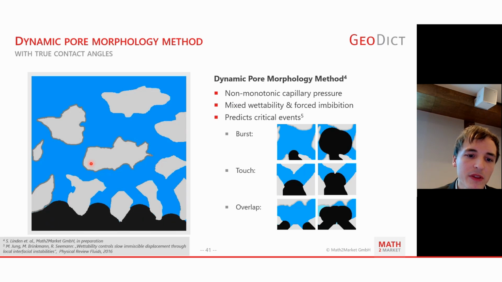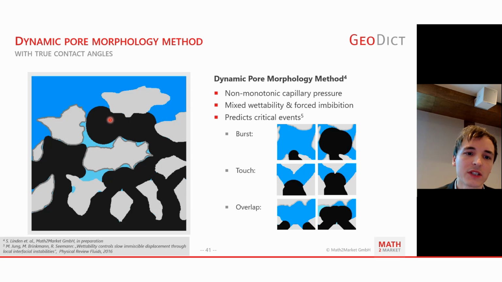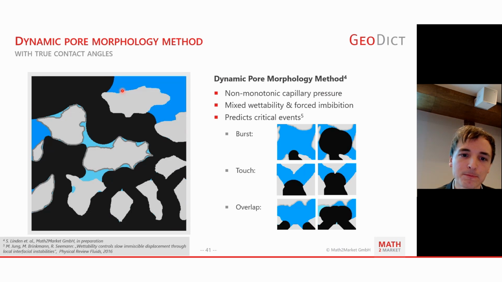With the dynamic pore morphology method, you can also display the intermediate steps during these burst events. And you can also have burst, touching, and overlapping events. You can see here on the left-hand side a burst event, in the middle an overlapping event, and also touching events. And you see that a variety of different intermediate steps are also displayed here, which gives us valuable information about the progression the oil makes during the drainage process.